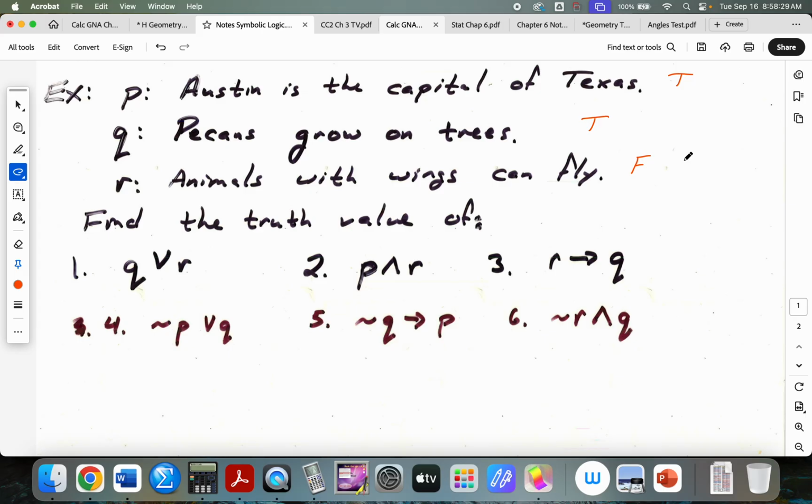So we're going to look at the truth value of each of these. So Q disjunction R, or Q or R. How many of those have to be true for this to be true? Just one of them. And Q is true, I don't even have to look at the other one. This is automatically true. P conjunction R, P and R, how many of these have to be true? They both have to be true. Are both P and R true? No, so this is false.